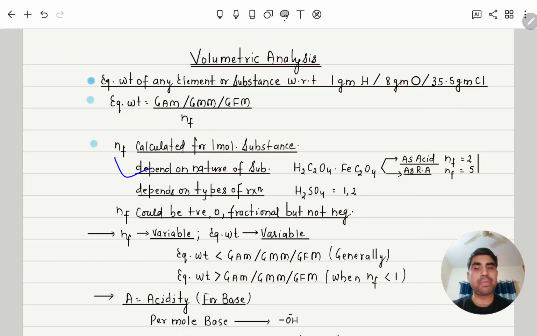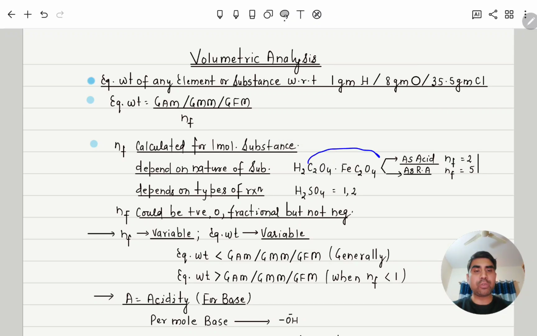The n factor also depends on the nature of the substance. Like here you can see H2C2O4 and FeC2O4. This is oxalate. If it is behaving as an acid, it can furnish a maximum of 2 H plus, so its n factor is 2. But when it is behaving as a reducing agent, it reduces others and oxidizes itself. Here carbon is plus 3, here also carbon is plus 3 oxidation number, and iron is plus 2. Iron can go from plus 2 to plus 3, and carbon can go from plus 3 to plus 4 maximum.